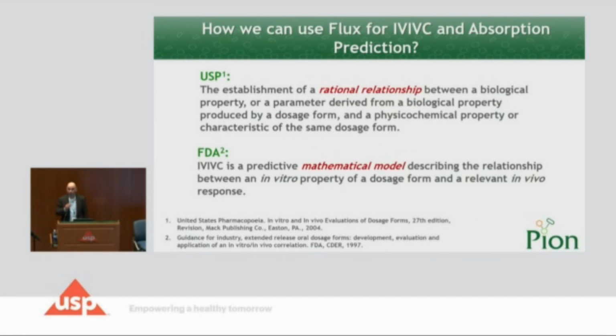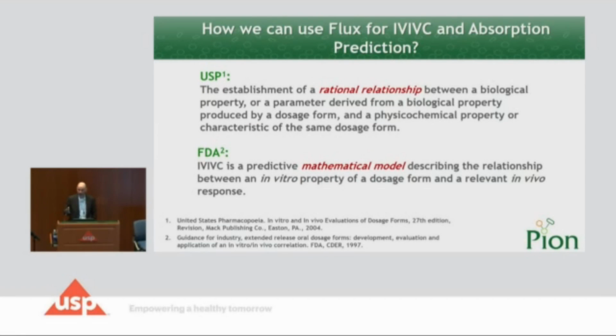But before we go to this, I'd like to give a definition. What do we understand by in vitro, in vivo correlation? And I pulled out two definitions. One is from USP and one is from FDA. And they're actually quite different. So you can read them, but basically USP says the establishment of a rational relationship between a biological property, or a parameter derived from a biological property, produced by a dosage form and a physicochemical property or characteristic of the same dosage form. So this would constitute in vivo, in vitro relationship or correlation.